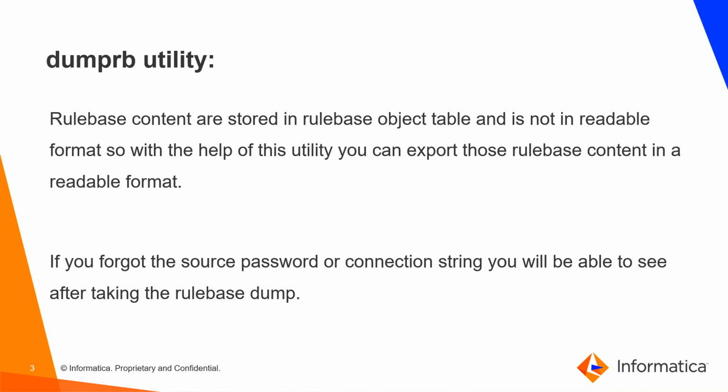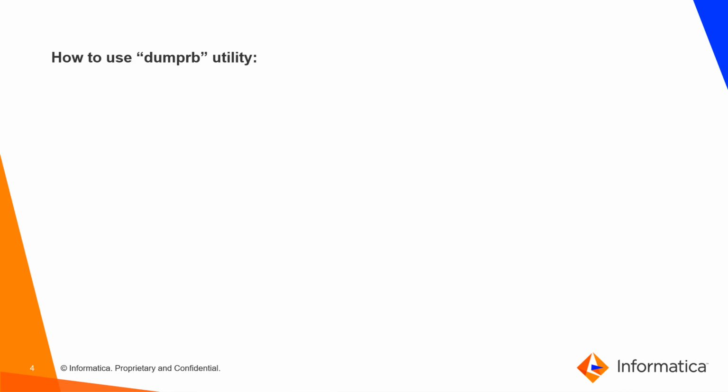This utility is generally used to take the dump of rule-based content in a readable format. Rule-based content is stored in a rule-based object table and is not in a readable format. It is in a hexa format. With the help of this utility you can export that rule-based content in a readable format. So you can use the dumprb utility to check and see the source space password and the connection string. As it will be in a readable format, you can see the complete string and password for the source and target as well.